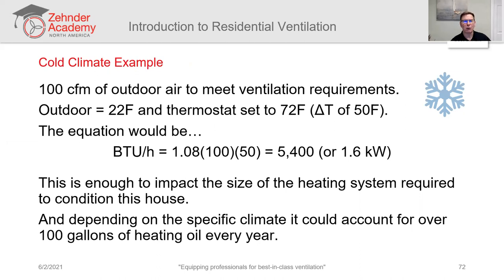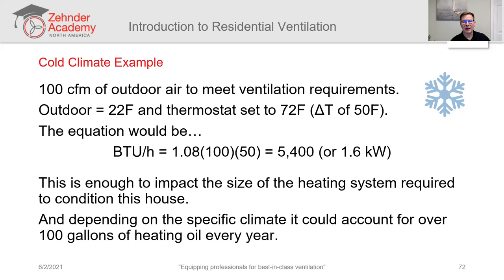So let's look at a cold climate example real quick. Let's just say it's heating season. Outdoors, for round numbers, is 22 degrees Fahrenheit and the indoor thermostat is set to 72 Fahrenheit. So you have a delta T of 50 degrees. You run that through your equation. Let's say you have to do 100 CFM to meet your ventilation requirements. Again, round numbers. So the ventilation energy penalty is 5,400 BTUs per hour, 5.4 kBTUs per hour, or 1.6 kilowatts.